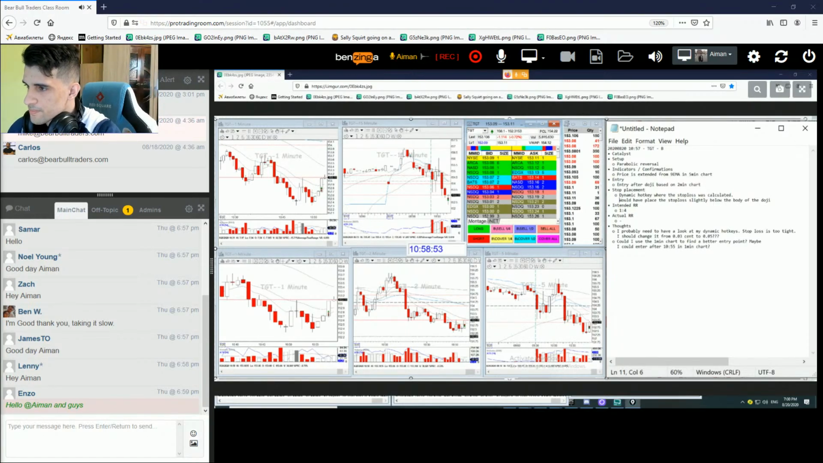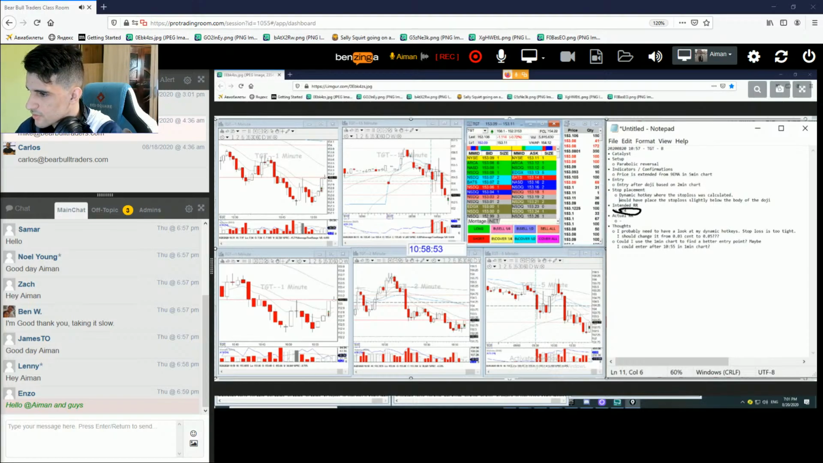So your first trade is for B-Tang. B-Tang traded TGT. That was today or yesterday? It's today. So the catalyst, no catalyst I guess, setup, parabolic reversal. You try to catch it for parabolic reversal. Indicators, the price was extended from the 9 moving average in the 5 minute chart. We'll get to that later when we zoom in. The entry was based on the 2 minute chart after the doji. Stop placement, dynamic hotkey where the stop loss was calculated would have placed the stop loss slightly below the body of the doji, intended to get 4 to 1, and you actually ended up getting 0R.